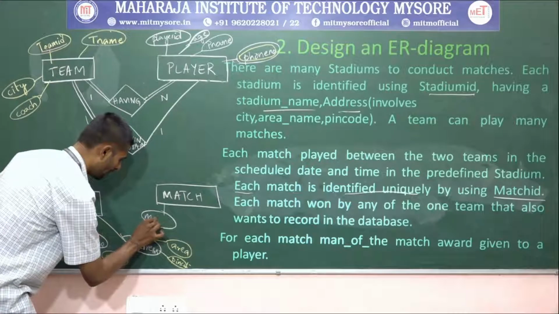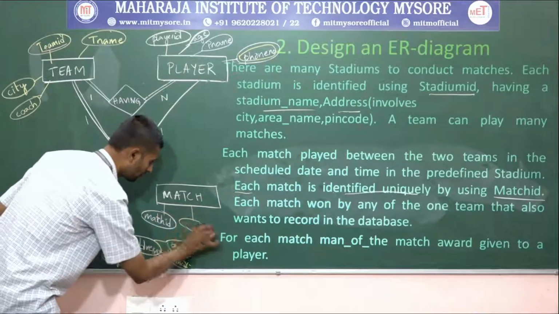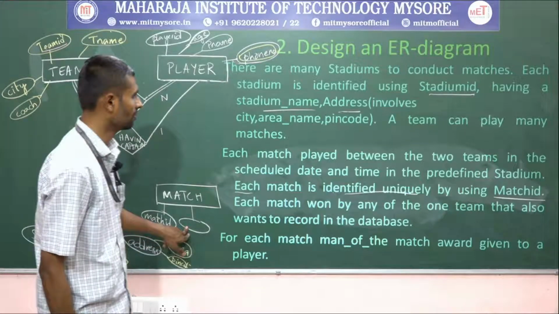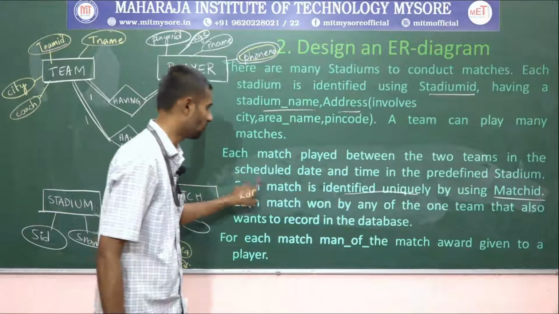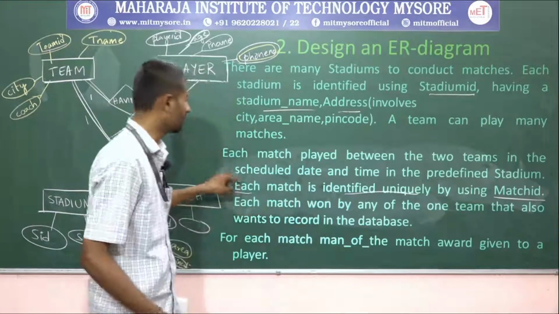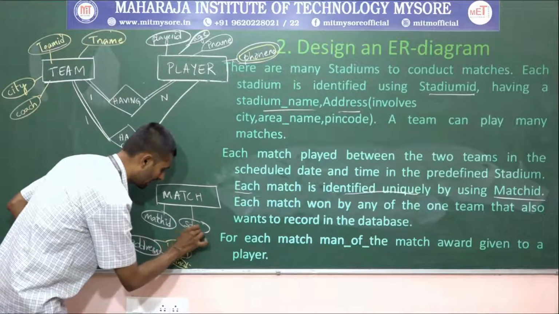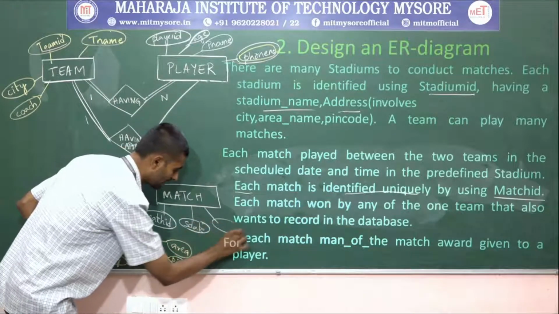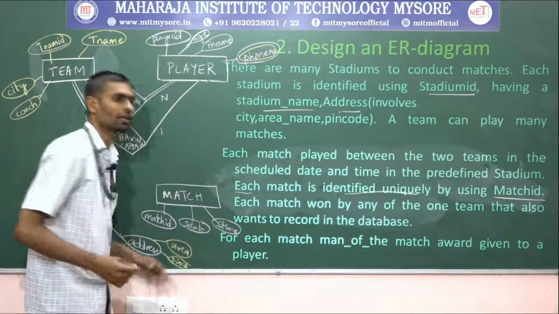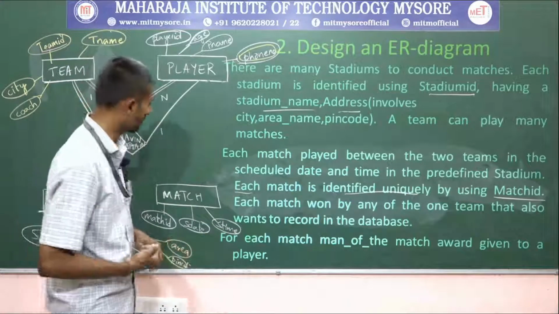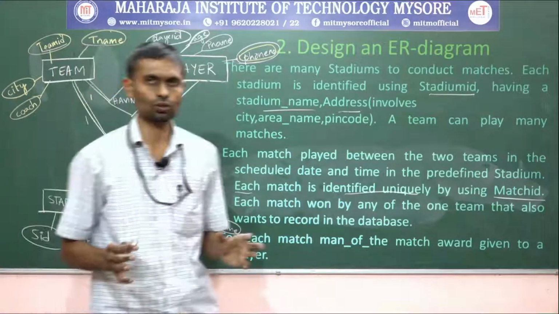What is that? Match ID. Next, the match name. Each team, in which stadium, at what time that match is going to be played, right? So let me call it by name date and time, scheduled date, yes date and yes time I can record. Or we have a date time kind of an attribute in SQL where I can record, I can join, I can merge both date and time together, right?